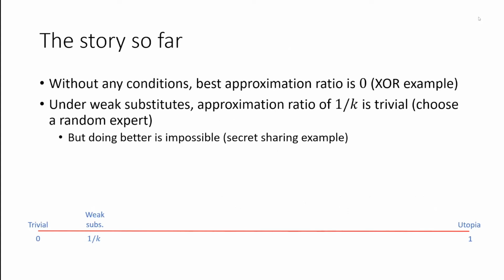So here's what we know so far. Without any conditions on the information structure, the best approximation ratio you can hope for is 0. Now, under the weak substitutes condition, an approximation ratio of 1/k is trivially attainable. Right? You can choose a random expert to trust, but doing better than that is impossible.